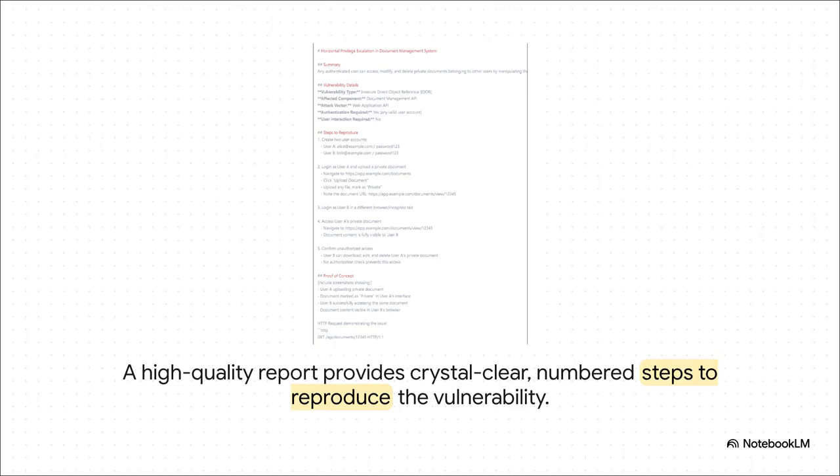It's all about clarity. It's about making it so dead simple to understand that anyone on the security team can follow your steps and see the bug for themselves. Look at this example. 1. Create 2 user accounts. 2. Log in as user A. It leaves absolutely no room for doubt.